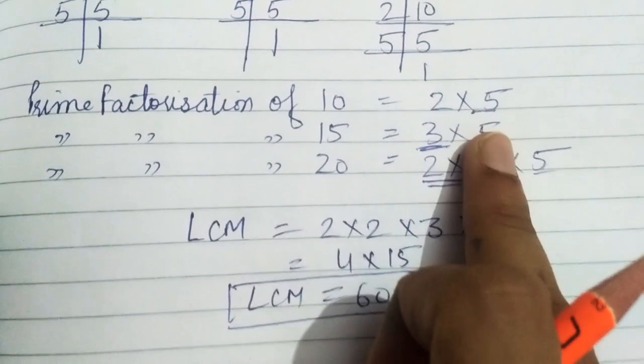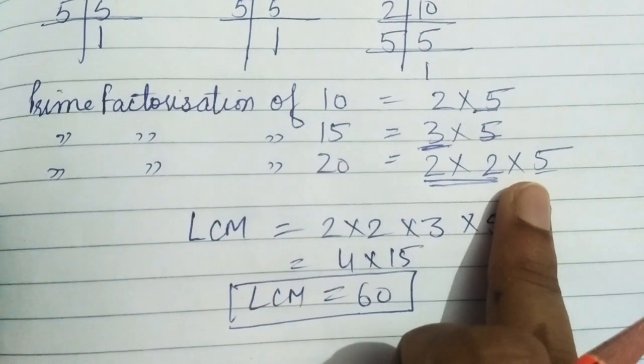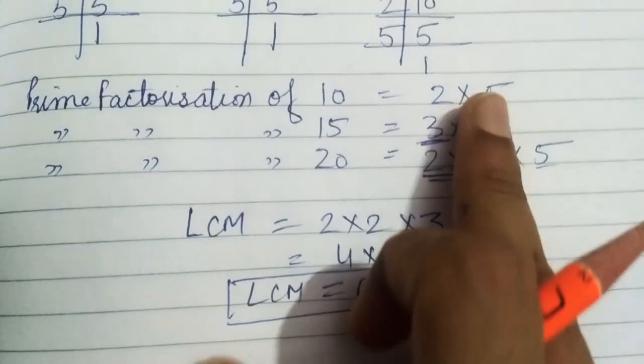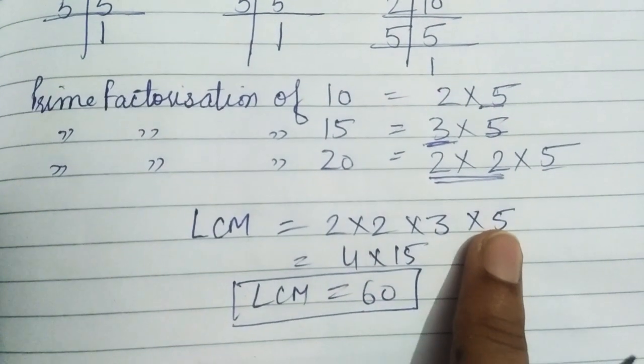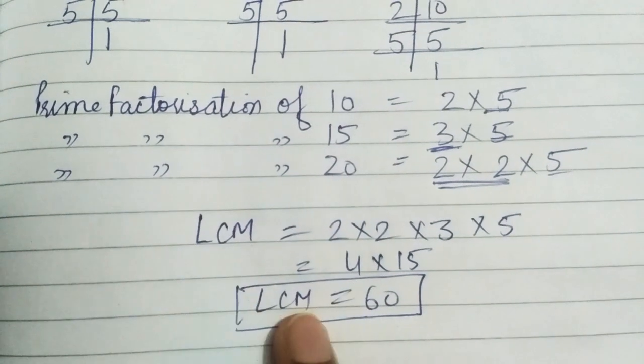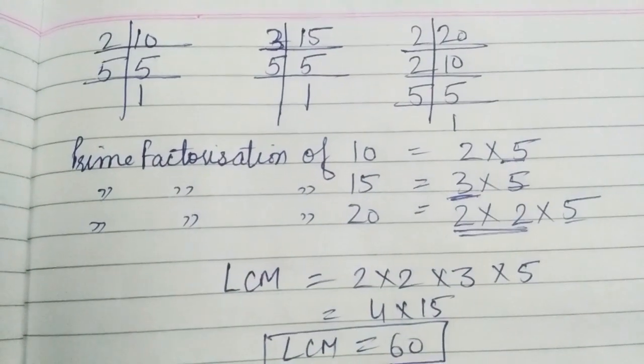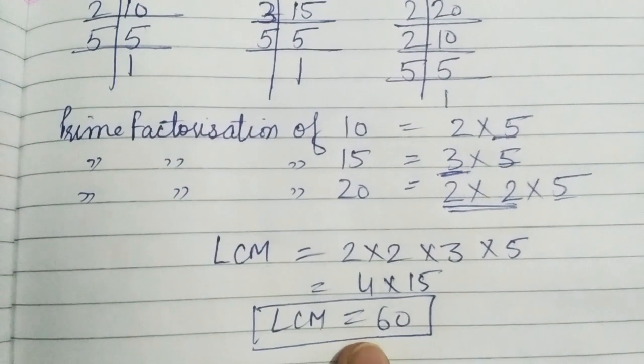Here 3 is not there, 3 is one time, here not there, so 3 we will take one time. Here also 5 one time and one time, so you will take 5 one time only. So the LCM you got after doing this will be 60.